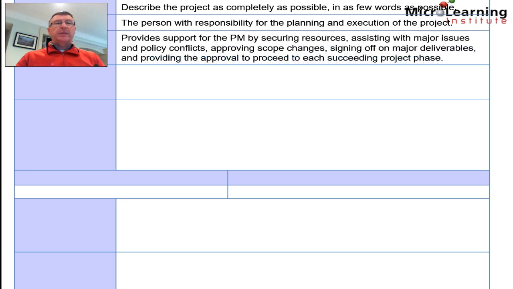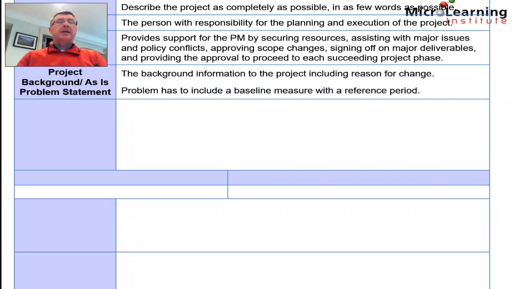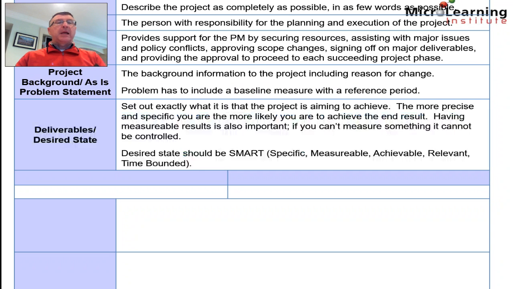executing the project. We also identify the project sponsor, and again the role here is to provide support for the project manager by securing resources, assisting with major issues and policy conflicts, approving scope changes, signing off major deliverables and providing the approval to proceed at each succeeding project phase. The project charter will contain details of what problem we're trying to solve, and how we're going to approach the solving of that problem.